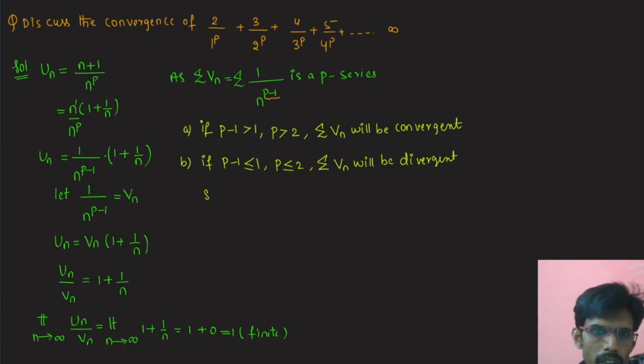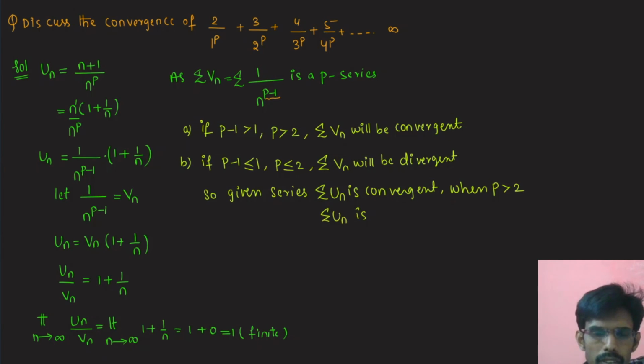So for the given series, by comparison test, sigma un is convergent when p is greater than 2, and sigma un is divergent when p is less than or equal to 2, by comparison test.